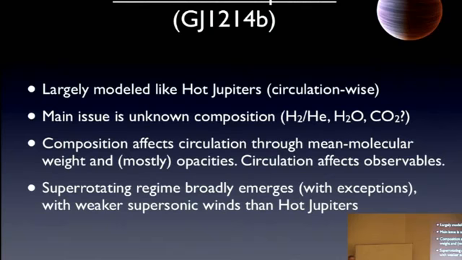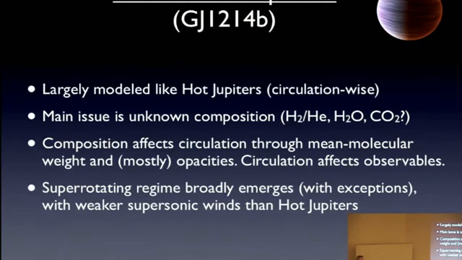And so an interesting topic for atmospheric modelers is: can you actually use the atmospheric circulation to discriminate? Is it possible that if you model the atmospheric dynamics of a molecular hydrogen atmosphere, a water atmosphere, or a CO2 atmosphere, you will get a different circulation regime or different observables you could use to discriminate between these possibilities?